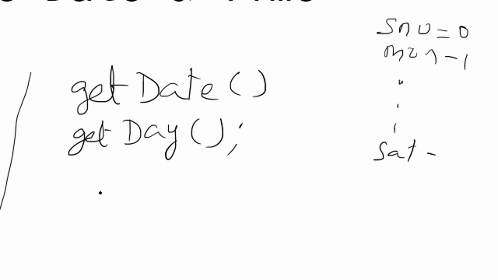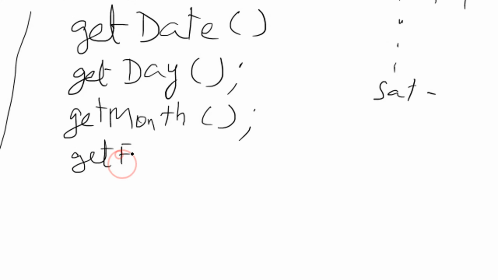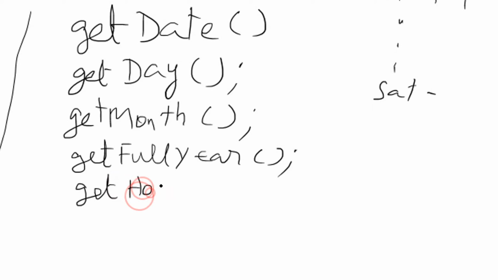Next, there's a method called getMonth. This will return you the month number. If you want the year, it's not getYear, you have to use getFullYear. So that's how you will get the year. Then for getting the time, you can use getHours. This will return the hour portion of the time.